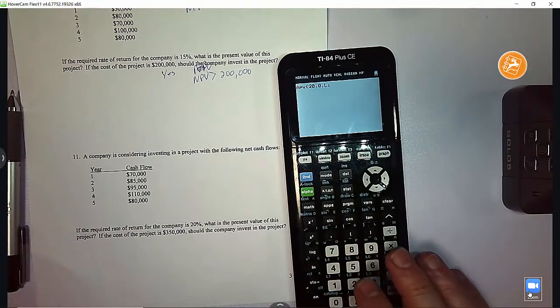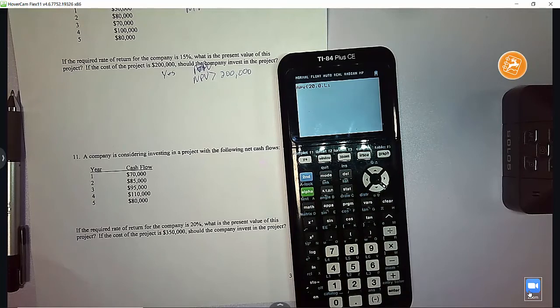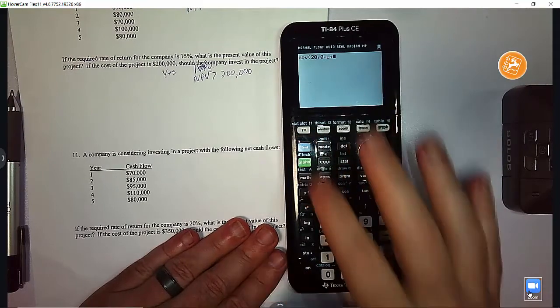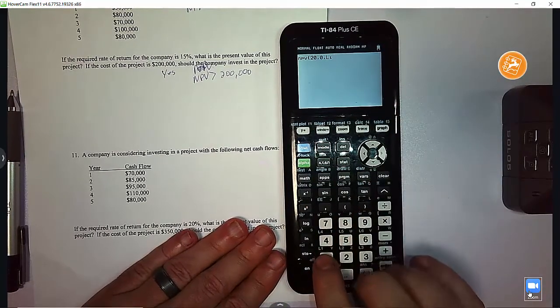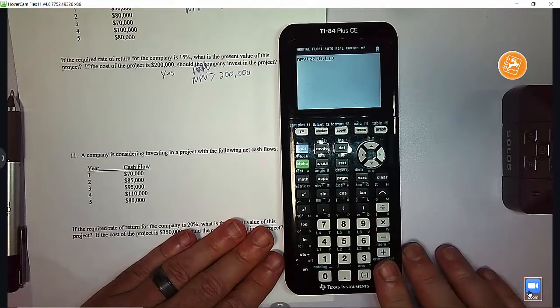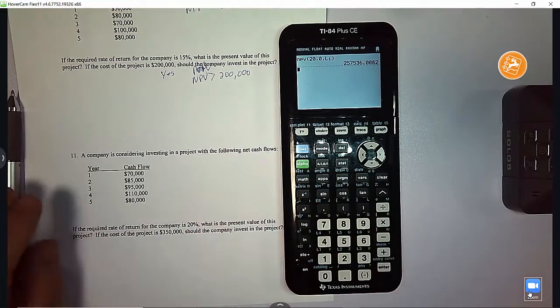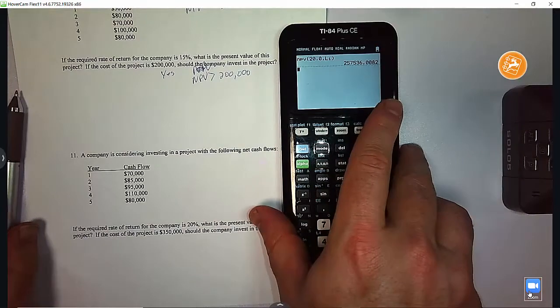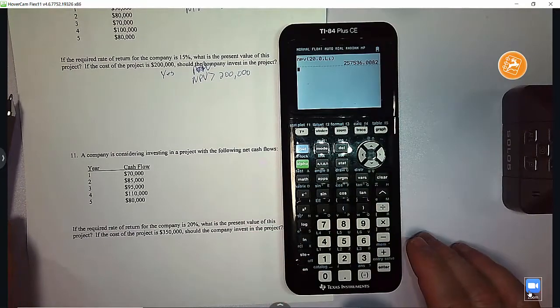Remember last time we did the curly parentheses. We don't need to do that now because it assumes that those cash flows in list 1 are all together. And again, the way I got that is I press second and then the number 1. You can see in the blue shading above it, it's got that L1 list. I'm going to close my parentheses then and just press enter, and it's going to give me the answer of 257,536 and 1 cent.